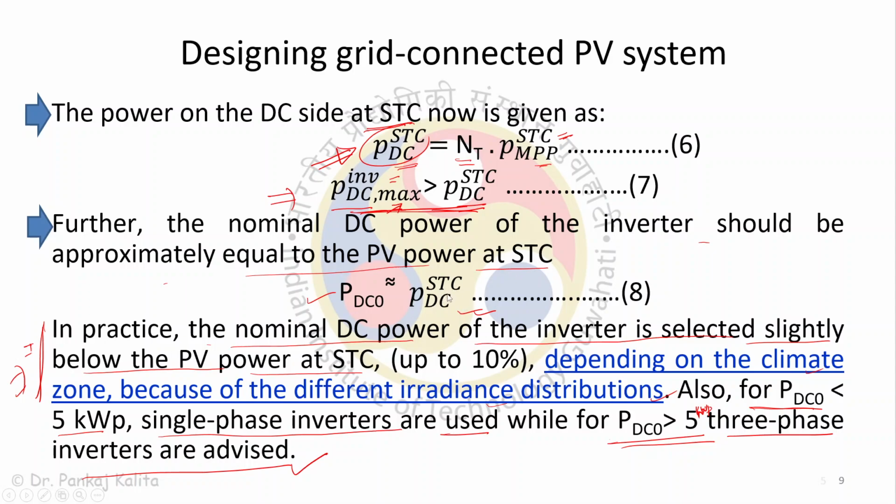In practice the nominal DC power of the inverter is selected slightly below the PV power at STC, up to 10%, depending on the climate zone, because different irradiation distributions are there. So PDCO, also for PDCO less than 5 kW single phase inverters are used, and for PDCO greater than 5 kW, 3 phase inverters are advised.